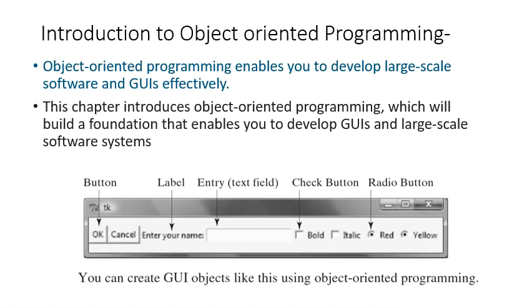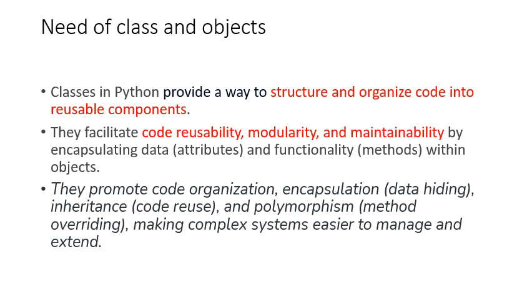So for example, the buttons like OK, cancel, and you can get some kind of input strings, like enter your name, that is the label, and for that you need a text field or text box in order to get the name. And check boxes, whether it is bold, italic, like that. Then radio buttons, red color, yellow color, like this. So these are the GUI tools. So you can develop some kind of GUI systems using object-oriented programming.